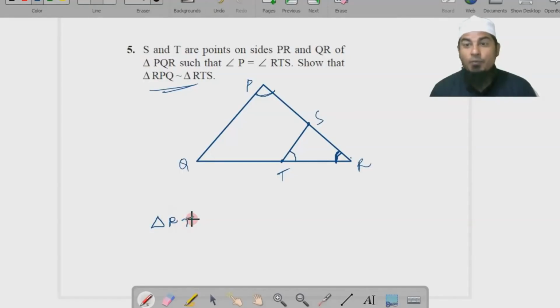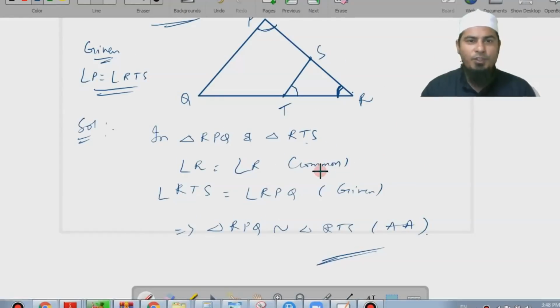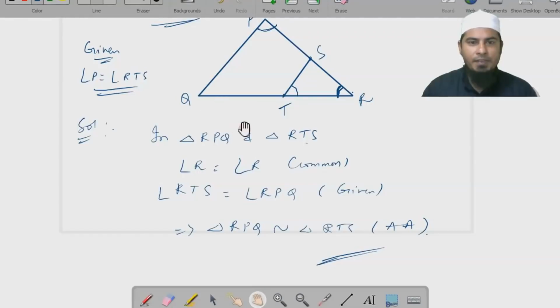Then the given equal angle. Triangle RTS is similar to triangle RPQ, and that is very simple to write. In these two triangles, this angle is equal to this angle, and this angle is common in both triangles, so these two triangles are similar by AA similarity criterion. This is the solution. That's all. Simple. In these two triangles, angle R is equal to angle R, common. Angle RTS is equal to angle RPQ, given. These two triangles are similar by AA. Writing order is important. I hope you understood.